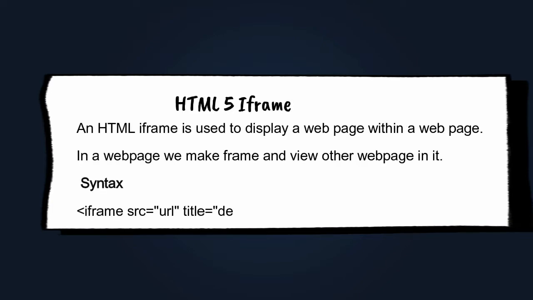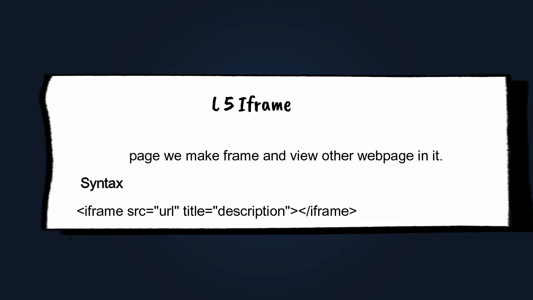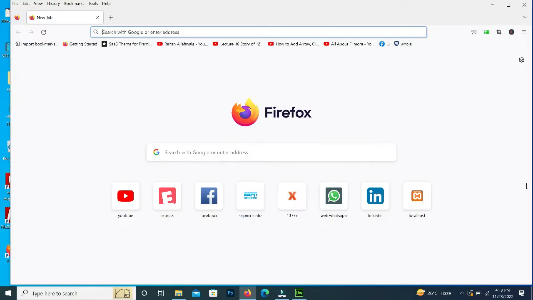An HTML iframe is used to display a web page within a web page. It means in a web page we make a frame and view another web page in the frame.